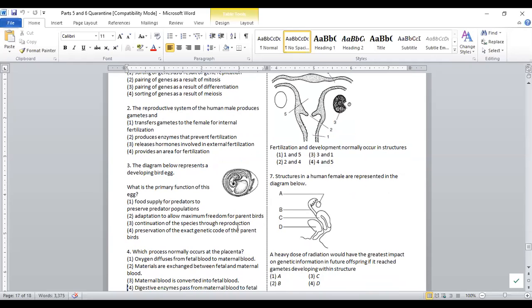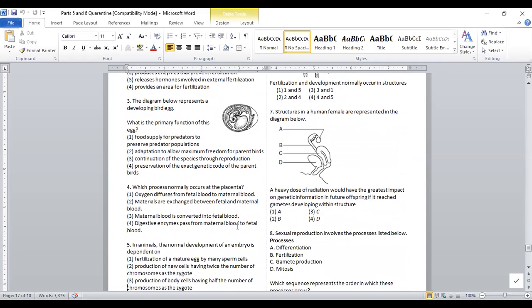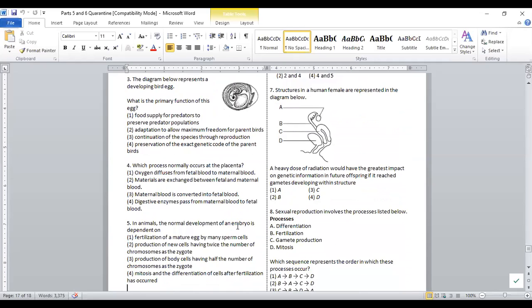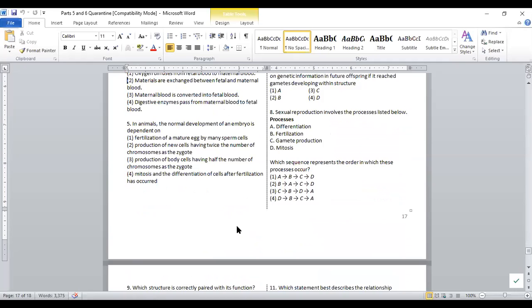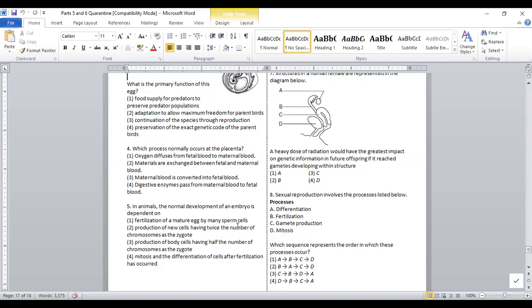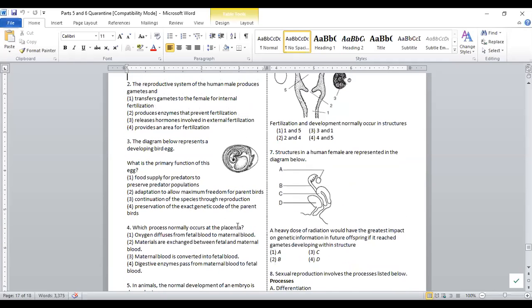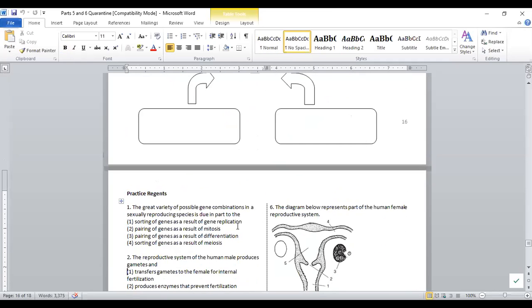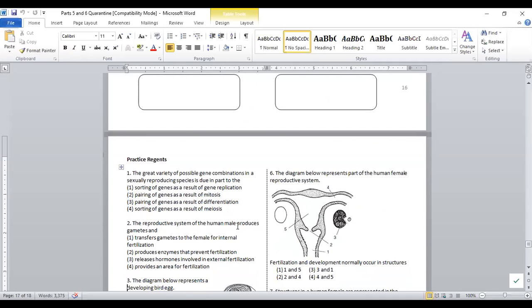4, which process normally occurs at the placenta. This is where materials are exchanged between fetal and maternal blood. 5, in animals, the normal development of an embryo is dependent on mitosis and the differentiation of cells after fertilization has occurred. So you have to get a fertilized zygote, mitosis, and this becomes an embryo. Okay, 6. Fertilization and development normally occur in structures 4 and 5. So fertilization occurs in the fallopian tube, and then development will occur in the uterus.